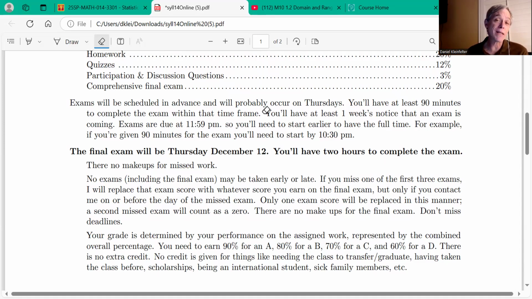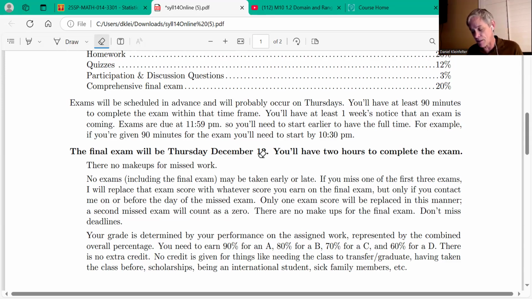The exams are due at midnight, and as a reminder, that is Pacific time, so make sure to take that into account. You need to start early in order to have the full time. So if you're given 90 minutes for the test, make sure you start by 10:30 to get the whole time. In other words, if it's due at midnight and you start at 11, you're not going to get to work until 12:30. It'll cut off at midnight and you're only going to get an hour. If you are unclear about that, let me know.